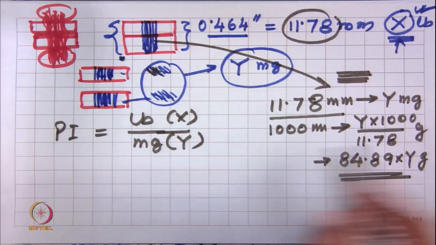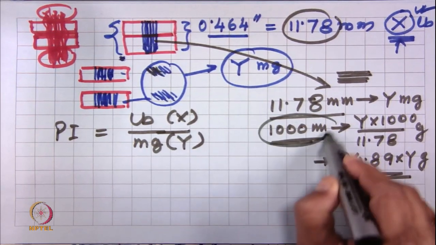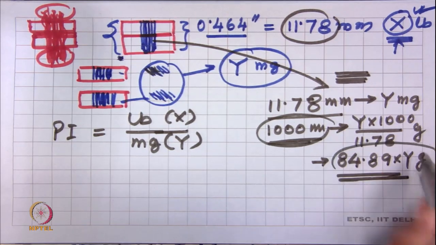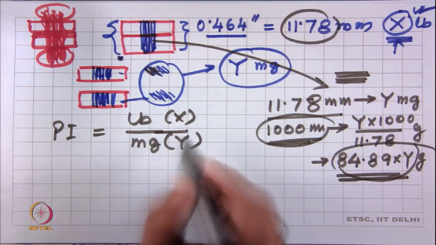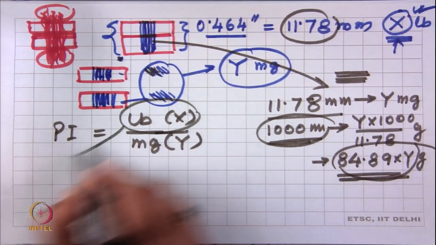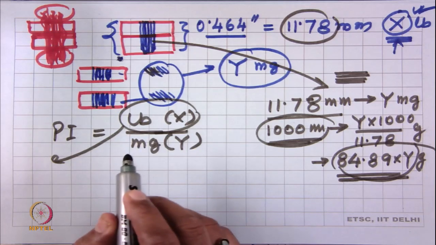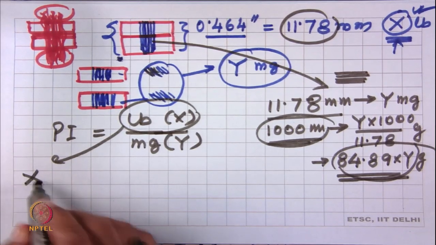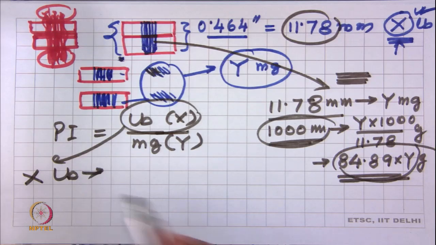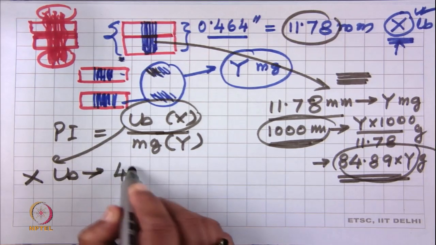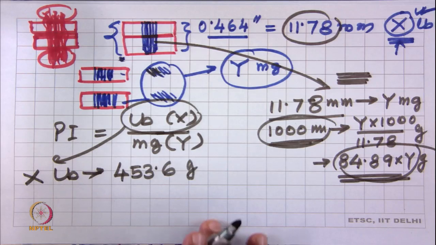Okay. That means the mass of this material, 1000 meters, is this much gram; that is the tex value. Now, coming to the stress value, the force value, that force is x pound. We have to simply convert the x pound into gram force, that is 453.6 gram force, pound force to gram force.